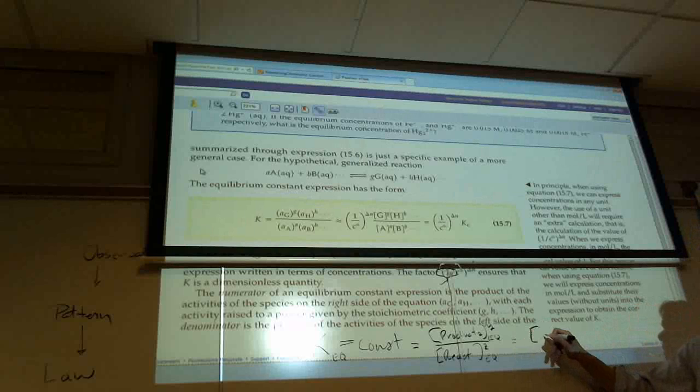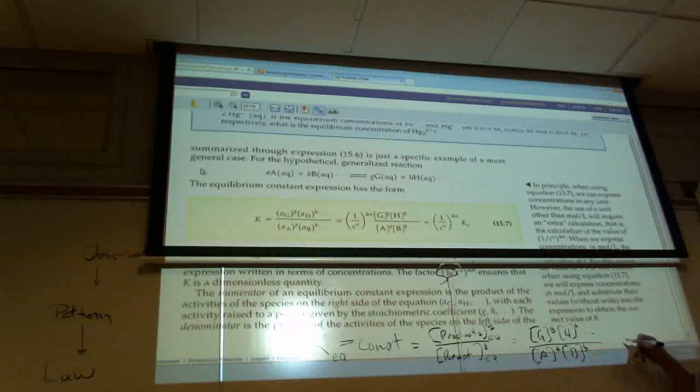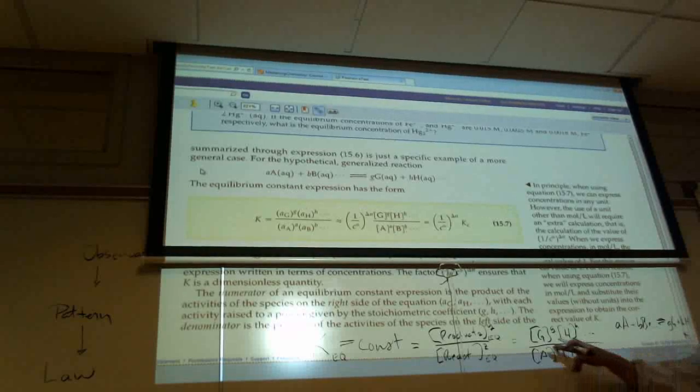This is going to be the concentration of G raised to the little g power times the concentration of H raised to little h, divided by the concentration of A raised to little a, B raised to little b. This comes from this. When we have a reaction little a, big A, plus little b, big B, goes to little g, big G, plus little h, big H. And so the coefficients are the lowercase, and the substance, the reactant or the product, is the uppercase. And so this is the law of equilibrium.